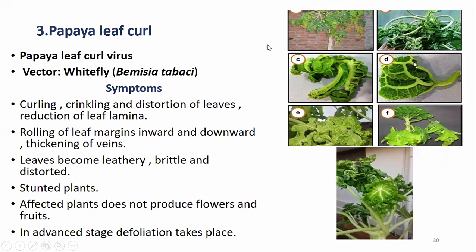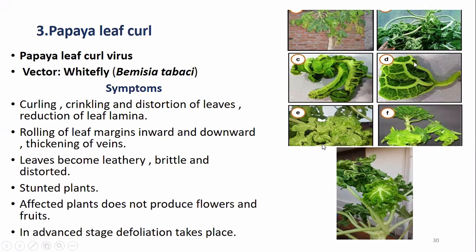Okay, you can see the symptoms. Here, curling, crinkling and distortion of leaves, and reduction of the leaf lamina. And rolling of the leaf margin: inward and downward, the leaf margin is curling and rolling. Then thickening of the veins. Here you can see the thickening of veins and inward, downward curling.